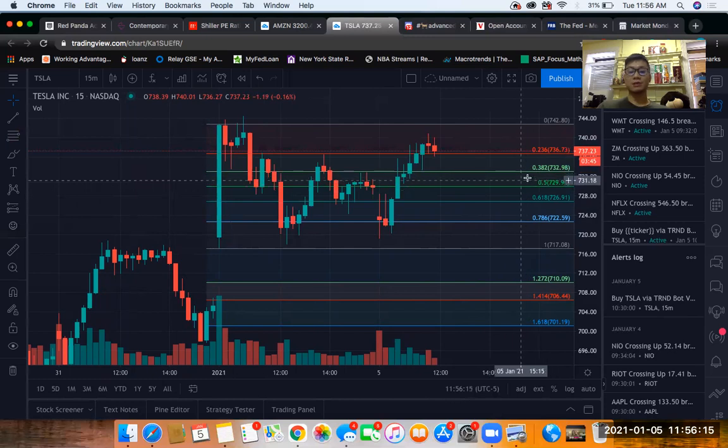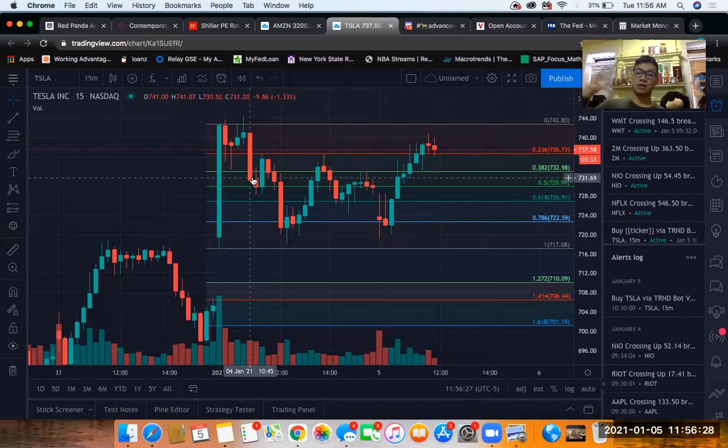Actually, right here the golden pocket is 0.382 and 0.5. Sorry about that. Right here is the golden pocket, right? Now, if it comes down here, there is a very good chance that it will continue to bounce and either retest the high or retest the next level.